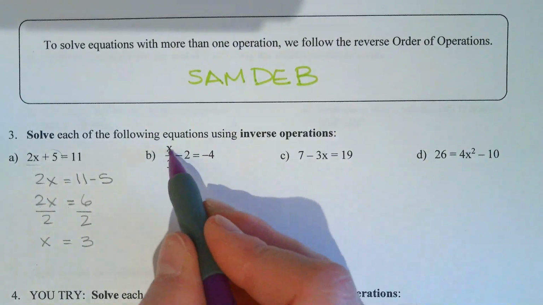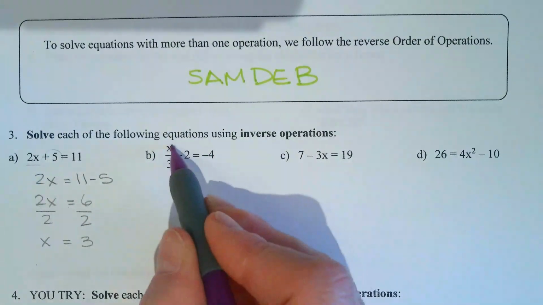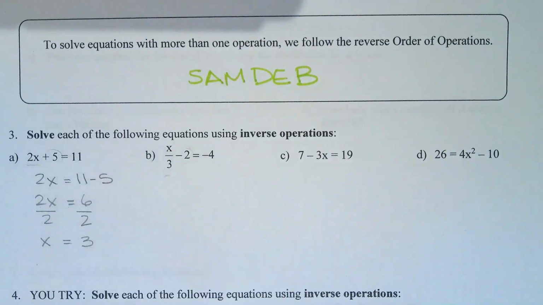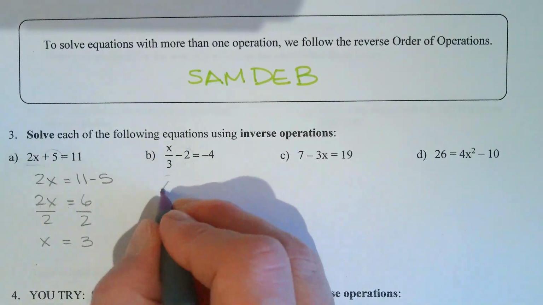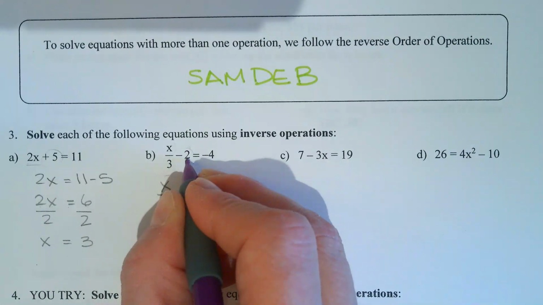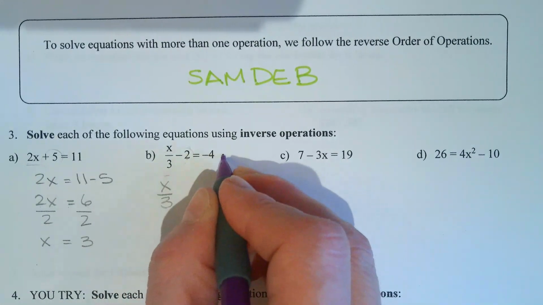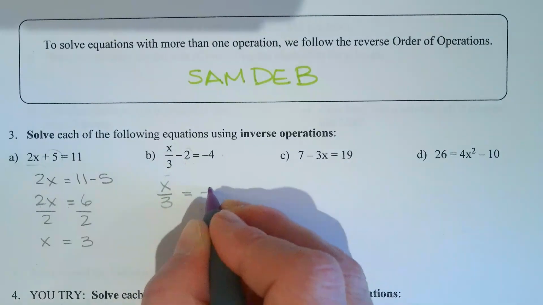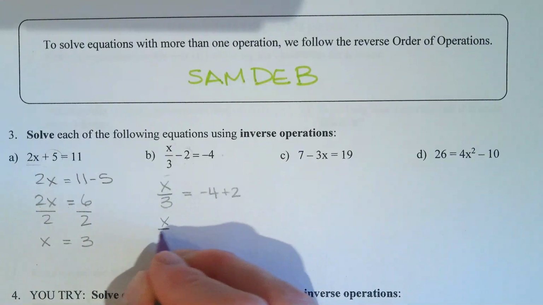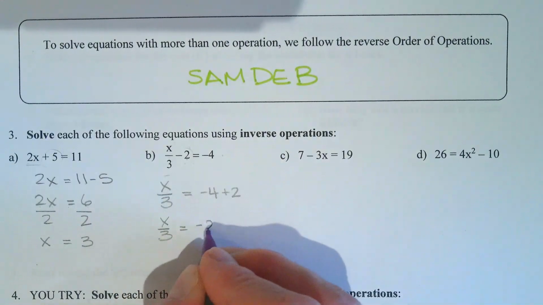If I look at this one, I have x divided by 3, so the x is here. So I'm going to get rid of minus 2 first. The opposite of subtracting 2 is adding 2. So I'm left with x over 3. If I add 2, it becomes 0. So I'm going to see what happens when I add 2 on this side. So I have minus 4 plus 2. So I have x over 3 is equal to negative 2.